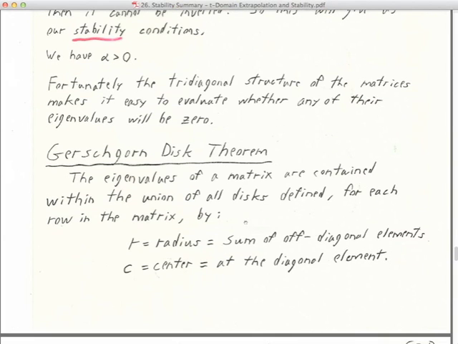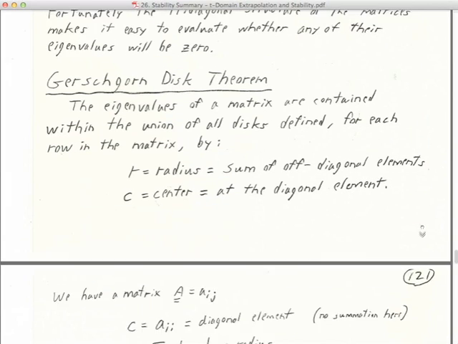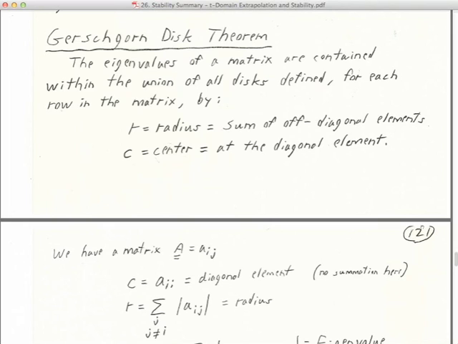Fortunately, the simple tridiagonal structure of these matrices makes it easy to evaluate whether any of their eigenvalues may be zero. There's a theorem called the Gershgorin disk theorem. This is why you take math classes, so you can learn about things like this just in case you might need it. The theorem says that the eigenvalues of a matrix are contained within the union of all possible disks that are defined row by row in the matrix. Each row of the matrix defines a disk, and the eigenvalue is contained within that disk in complex space.